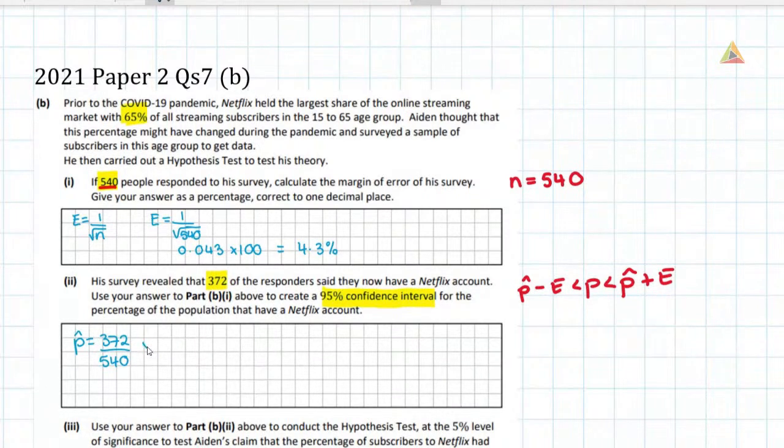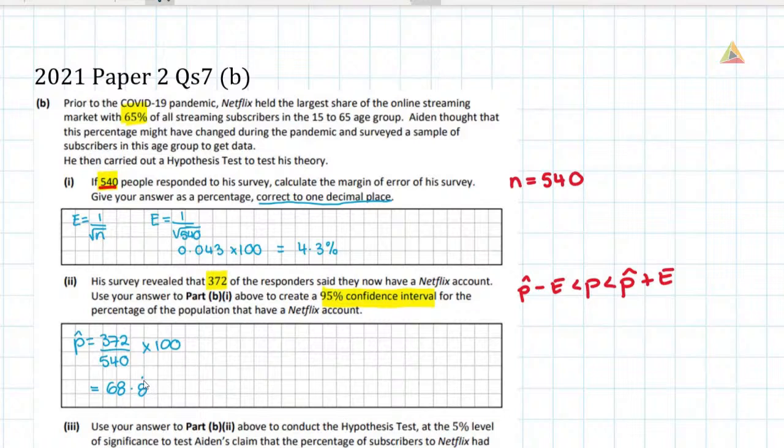And when we multiply that by 100, we're going to get 68.8 recurring. Now, it didn't say what to round this off to, but because this part here was rounded to 1 decimal place, I'm going to round this to 1 decimal place as well.